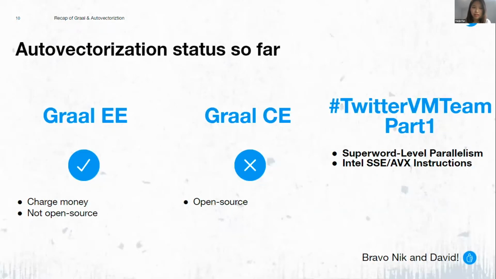The current status of autovectorization in Graal is that the Graal Enterprise Edition has implemented this. However, it's not open source and it charges money. And the Graal Community Edition has so far not implemented autovectorization. The Twitter VM team, Nick and David, have previously worked on enabling superword level parallelism and supporting the Intel SSE and AVX instructions. Thanks to that work, I could continue to work on autovectorization in Graal.